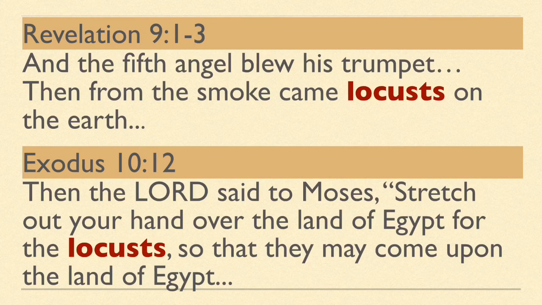Revelation chapter 9, verses 1 through 3 say, and the 5th angel blew his trumpet. Then from the smoke came locusts on the earth. And Exodus chapter 10, verse 12 says, "Then the Lord said to Moses, Stretch out your hand over the land of Egypt for the locusts, so that they may come upon the land of Egypt and eat every plant in the land." As I said a moment ago, the details are not exactly the same, but it is enough to remind us of the exodus out of Egypt.